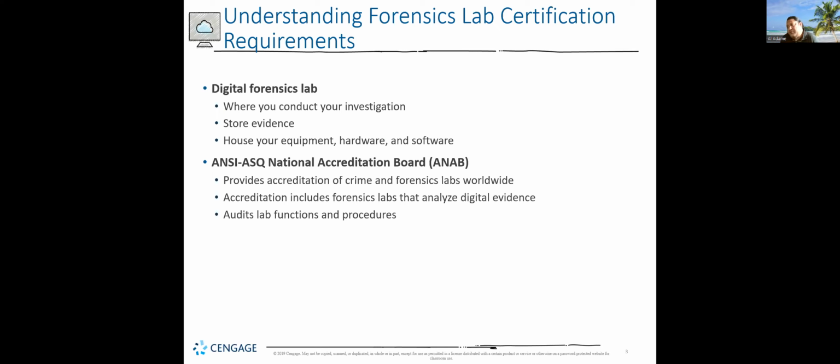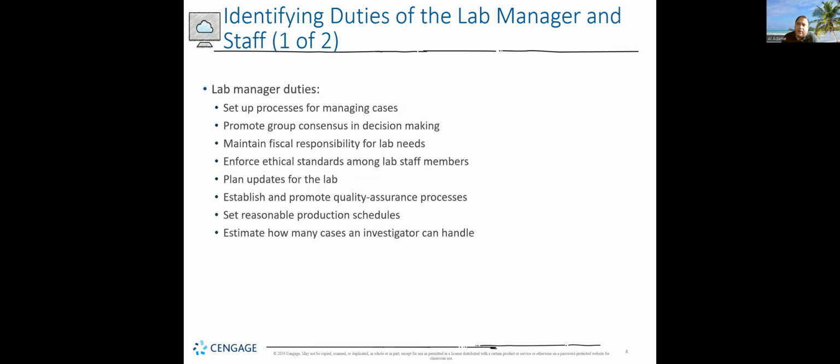ANSI-ASQ National Accreditation Board, or ANAB, provides accreditation of crime and forensic labs worldwide. I guess they're the governing body. Accreditation includes forensic labs that analyze digital evidence, audit lab functions, and procedures. So they're the ones that have to check off your lab once you build it and give you the rubber stamp.